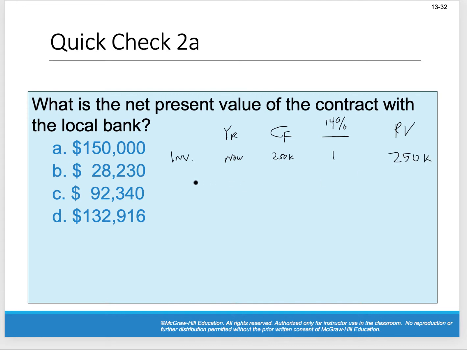Okay. The next thing we had was that working capital. I'm just going to abbreviate and put WC for working capital. That happens now. Again, that cost is 20,000. 20K. When's that factor? Well, it's 1 because it happens now, always a factor of 1. We now have 20K.